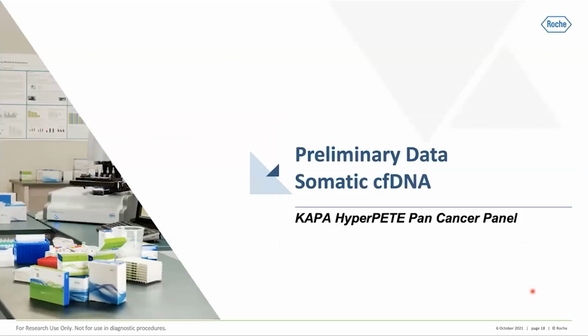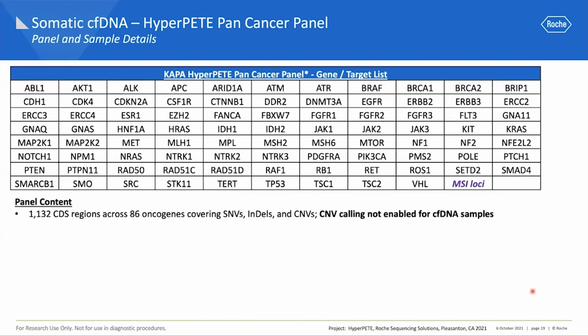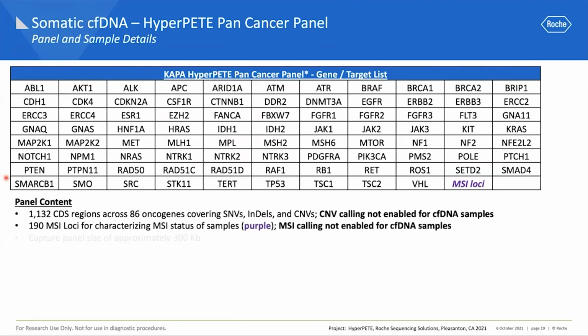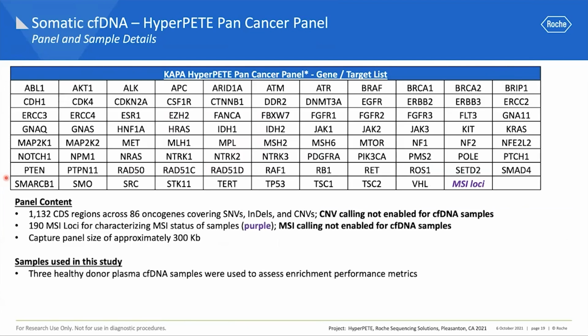So next I'll show preliminary data for our somatic cell-free DNA workflow. Again, this workflow is using our HyperPETE pan-cancer panel, which I described previously. One thing to note with cell-free DNA as an input, the CNV calling is not enabled. Additionally, MSI is not enabled in our workflow for cell-free DNA samples. The capture panel, again, is approximately 300 kb.